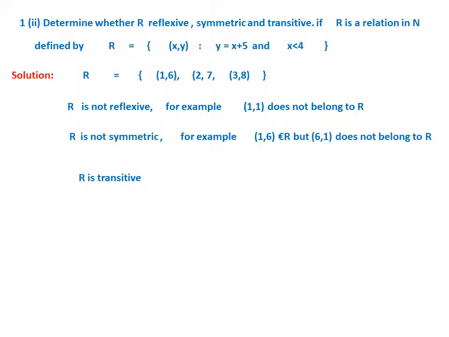Then the third one, R is transitive. Now here it is very important. Whenever you say not transitive, you must be able to take two pairs, for example (x, y) and (y, z), but (x, z) should not be there. Here such pairs are not there. If you take (1, 6), starting from 6 there is no other element. (2, 7), starting from 7 there is no other element. (3, 8), starting from 8 there is no element. Therefore it does not violate the rule, so we have to accept that it is transitive. So this is the reason.